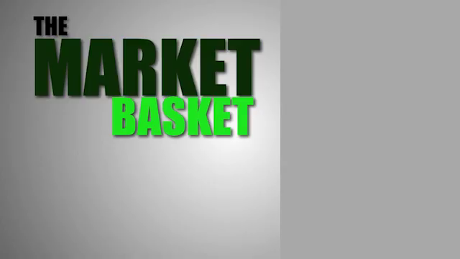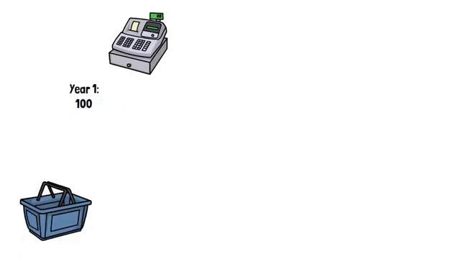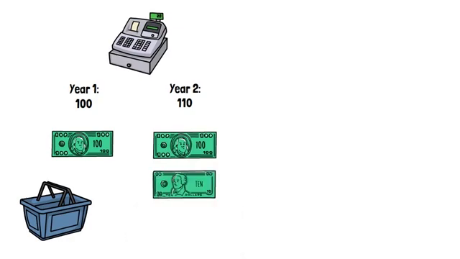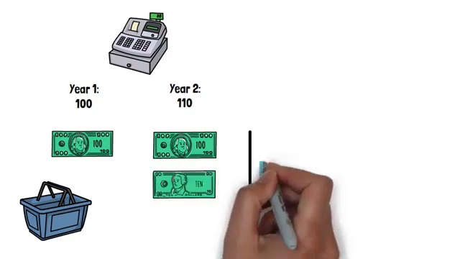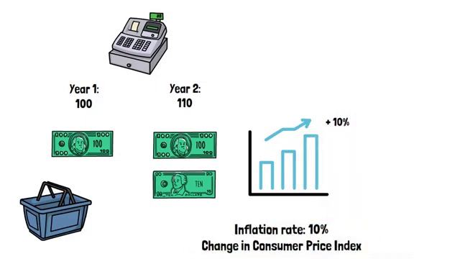To calculate inflation, economists determine the typical basket of goods and services an average person buys. Basic necessities such as bread, milk, pasta, etc., that they consume. We then calculate the cost of this basket of goods. Therefore, if in year 1 the basket of goods cost $100 and in year 2 it cost $110, the general price level has gone up by 10%. And this is what we call the inflation rate, measured by the consumer price index.